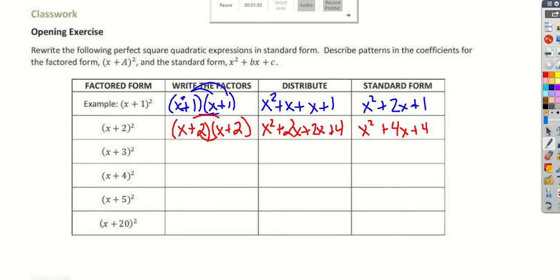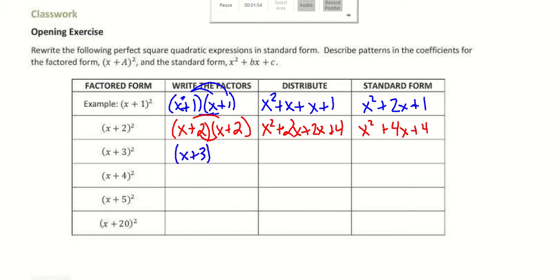All right. And if we do the next one, which is x plus 3, and after this one, we'll start looking for the pattern here, okay? Maybe you already recognized it, but we'll start looking for it. So we're going to do the first term, so x through. So x times x is x squared. X times 3 is 3x. Then the 3 times x is another 3x. And then 3 times 3 is 9. And so I get x squared plus 6x plus 9.